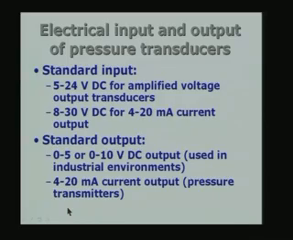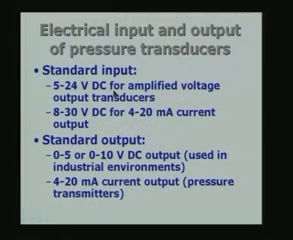So, with this background, let us go back to the discussion on the electrical side a little bit, just to familiarize ourselves with the different types of transducer. Normal electrical input and output of pressure transducers are given here to give an idea as to what we do in practice. The standard input is between 5 and 24 volt DC for amplified voltage output transducers, where you are going to get the output in terms of voltage.